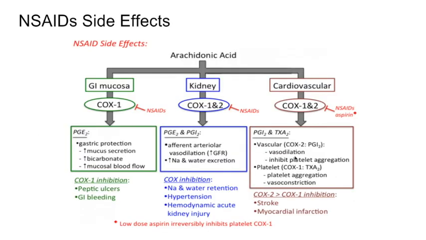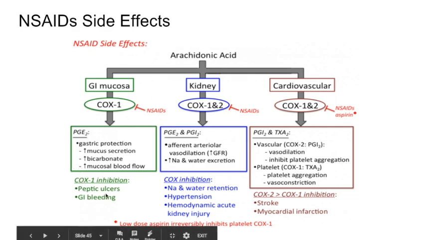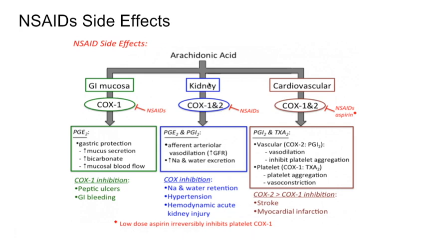So this is just a summary of NSAID side effects. Here you have the arachidonic acid, and then you have the effects on the different systems: GI, kidney, or cardiovascular. GI is mainly affected by Cox1 because it makes prostaglandin E2. So if you inhibit Cox1, you get peptic ulcers and GI bleeds. Cox1 and 2 have the main effect on the kidney.